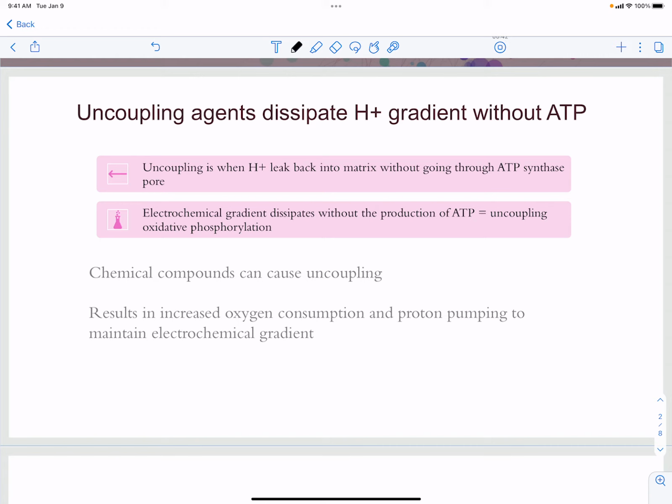And so these uncouplers can be natural, and we'll talk about some natural uncouplers, or they can be types of toxins or poisons. Chemicals can cause uncoupling, as well as certain proteins that are made by the body, such as thermogenin. And so in this case, you're going to use oxygen and increase your rate of oxygen usage in order to maintain the electrochemical gradient to make ATP for the cells.